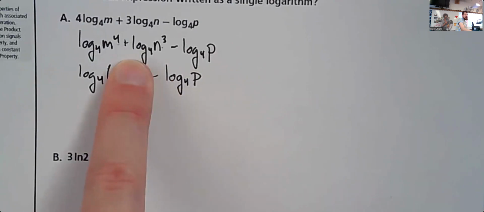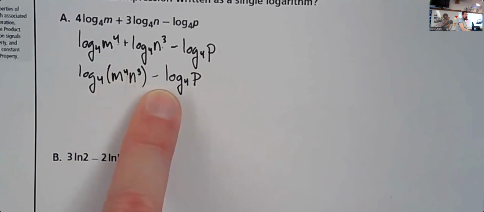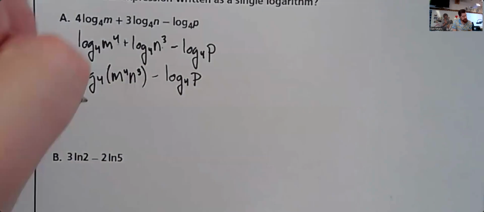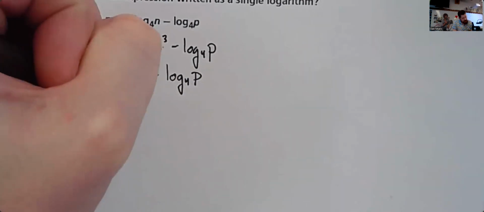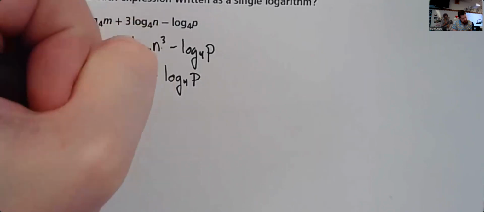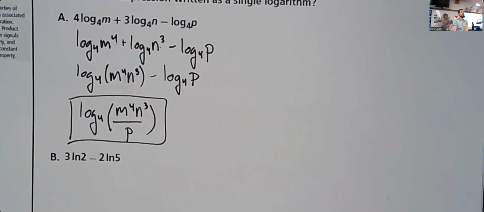Well, the addition of logarithms turned into multiplication, so the subtraction of logarithms turns into division. So the answer to this is going to be log base 4 of m to the fourth n cubed over p. Grouping those together, we get that.